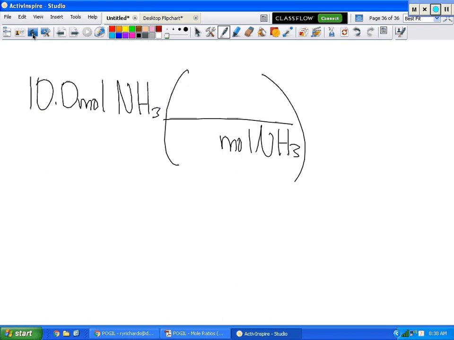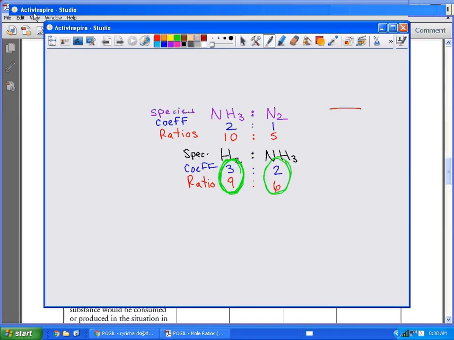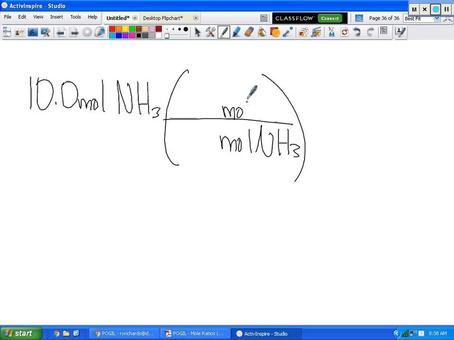Okay. So here's the deal. If I'm trying to go from ammonia to nitrogen, I can do this step. This is mole to mole. And where do these numbers come from? The coefficients. And what was it for nitrogen? It was 1, and what was ammonia? 2. What is 10 divided by 2? 5. Is that not exactly what we got a minute ago? So this is a lot easier of a mathematical application to look at it.